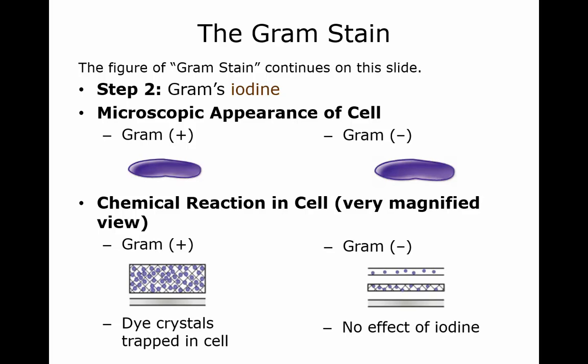Now the second step is to use iodine, and again, both the positive and the negative are still purple. You don't really have a lot of effect with the negative over here, but you do over here, going to have more because the dye crystals are trapped here in this positive.